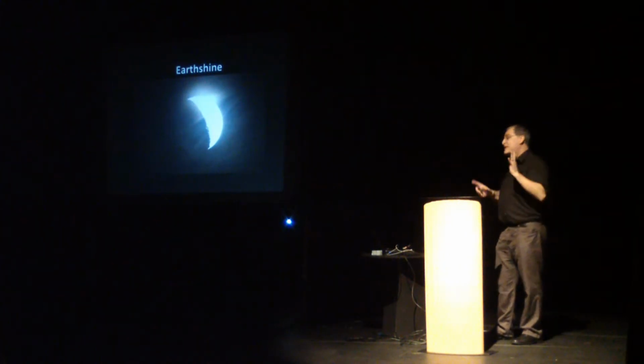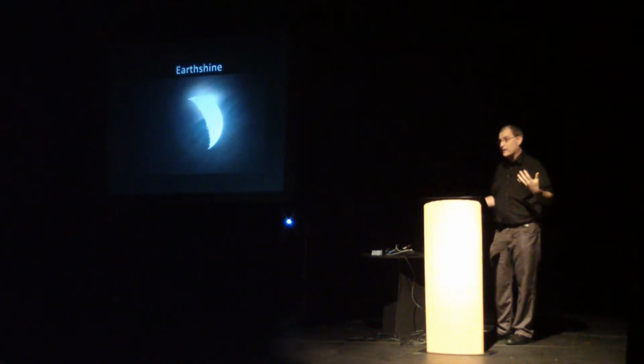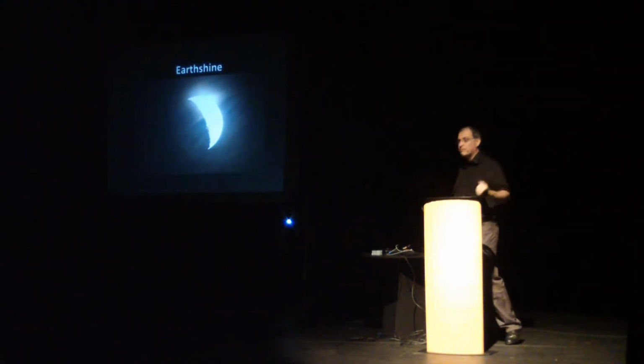It's not just a pretty thing to photograph either, because the brightness of the Earthshine lit portion is an indicator as to how cloudy the Earth is. So it may be an indicator for climate.